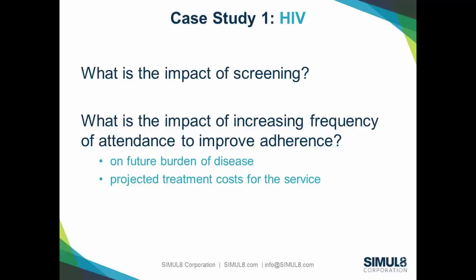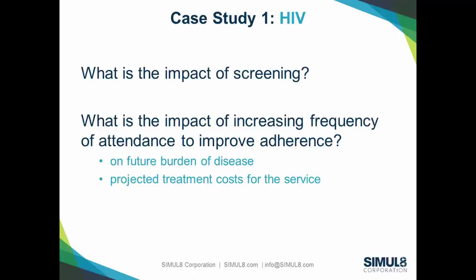And the second scenario we're looking at is what is the impact of increasing frequency of attendance to improve adherence. So the assumption is if you're able to offer a more frequent service, then those patients who might be more reluctant to come back for treatment actually adhere to that treatment better. And what we want to see is the impact of those two things on the future burden of disease and also projected treatment costs and, in fact, capacity requirements for the service.